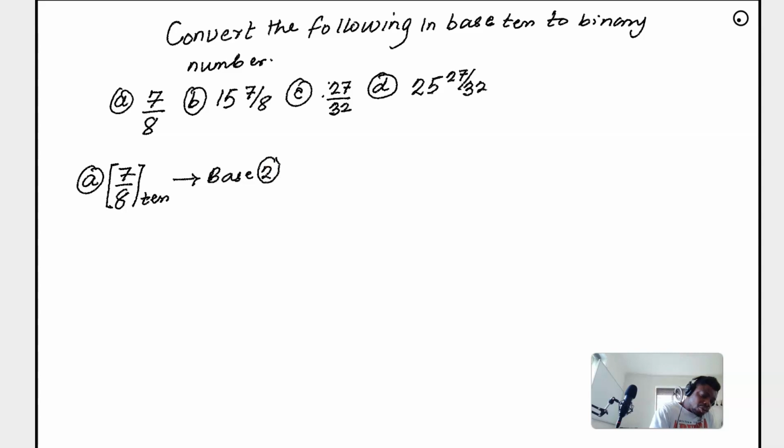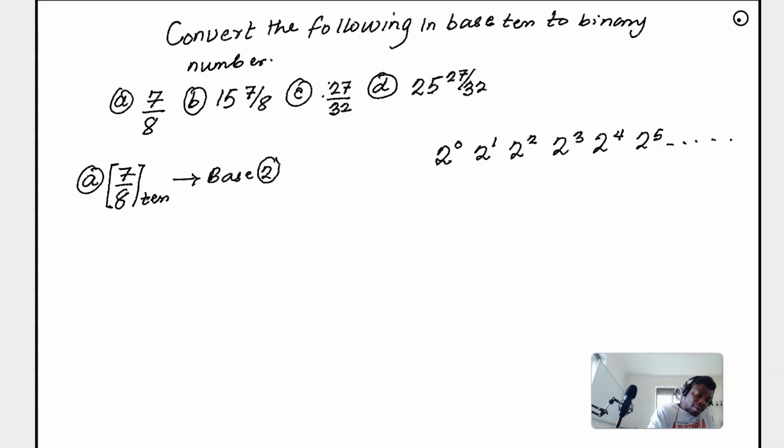So all you need to do, you write 2 and you start to put power on 2. Make sure that the power you are putting starts from 0. So I will say 2 raised to 0. After 0 is 1. After 1 is 2. After 2 is 3. After 3 is 4. After 4 is 5. Continuation like that.